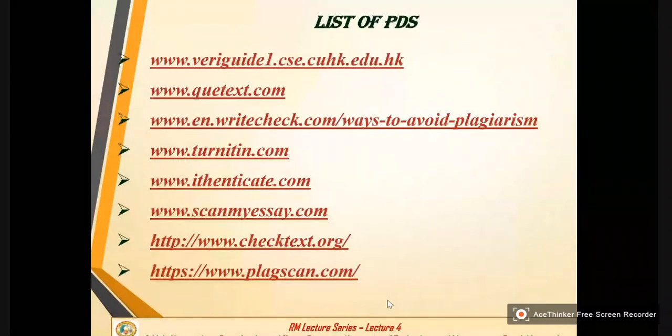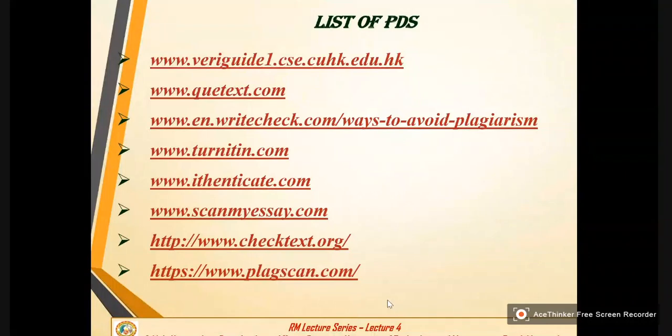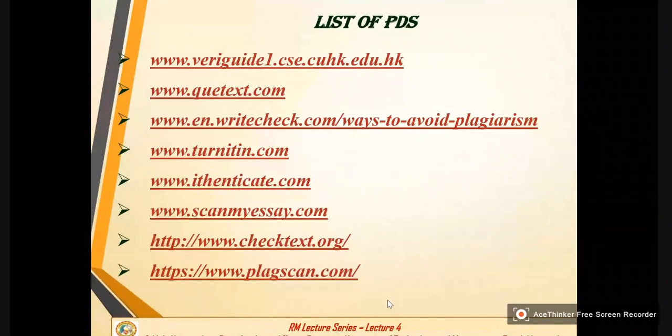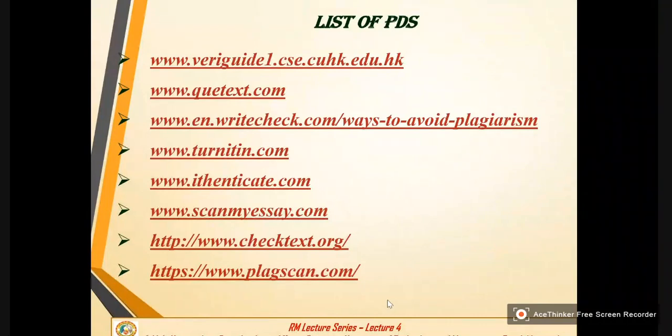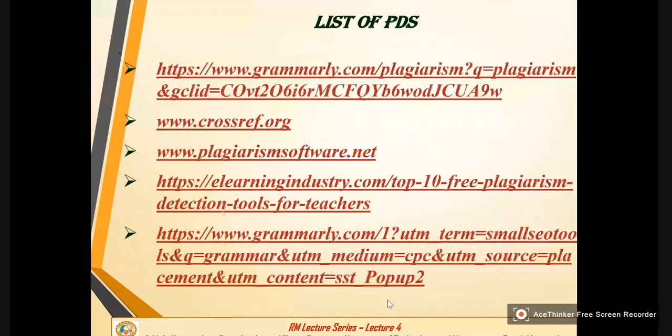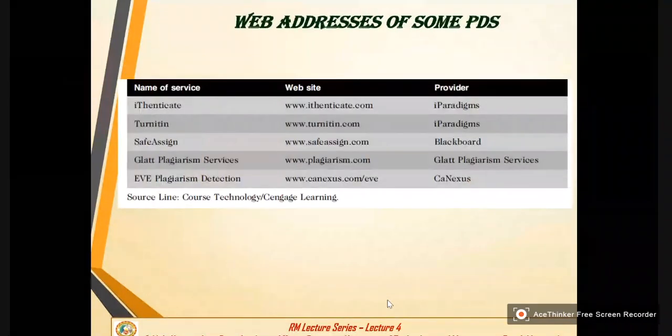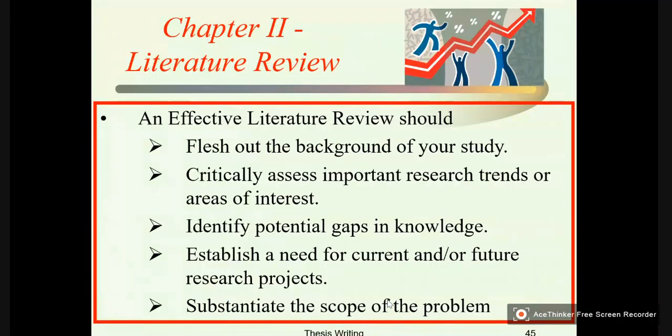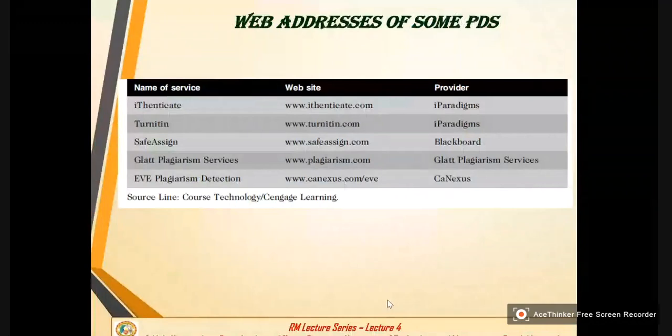So these are the list of plagiarism detection systems. www.veryguide1.csc.cuhk.edu.hk. So like that, there are many. I think there is another thing also. So many things are there. Web addresses of some sites, some PDFs. I have given this information to you and you can follow it.